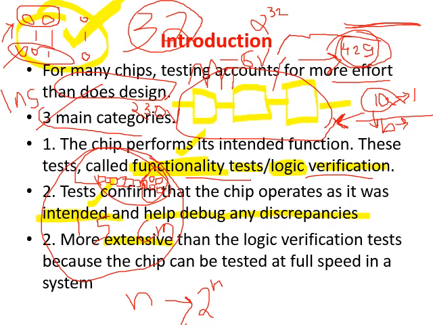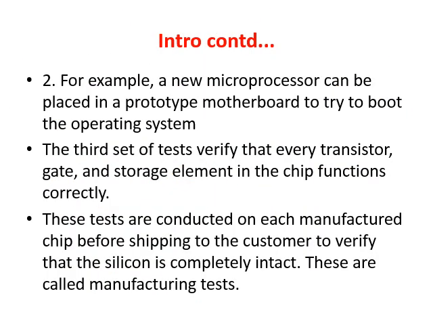So moving further, the second type of test is done in this way. Say we have an IC of a microprocessor, then it can be placed in a prototype motherboard, and we can simply try to boot the operating system from it. Whether that processor IC is capable of booting the operating system. This is a second type of testing. This is just an example.